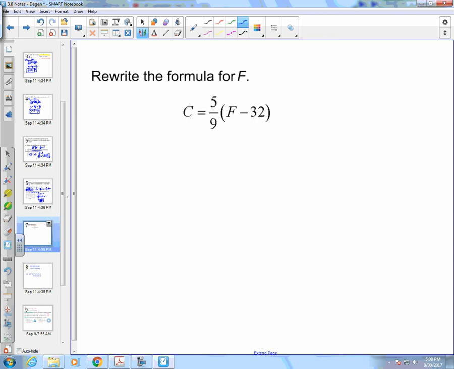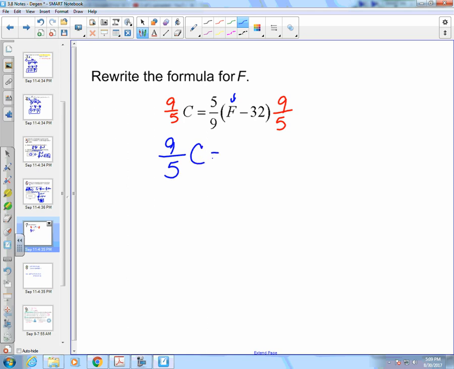Let's rewrite the formula for F, for Fahrenheit. This is actually the Celsius formula. It changes Fahrenheit into Celsius for us, but we want to solve for F. If I knew what F was, I'd subtract 32 and I'd multiply by 5/9. Multiplying by 5/9 was the last thing I did, so that is going to be the first thing that I undo. So I'm going to multiply by the reciprocal of that fraction on both sides.